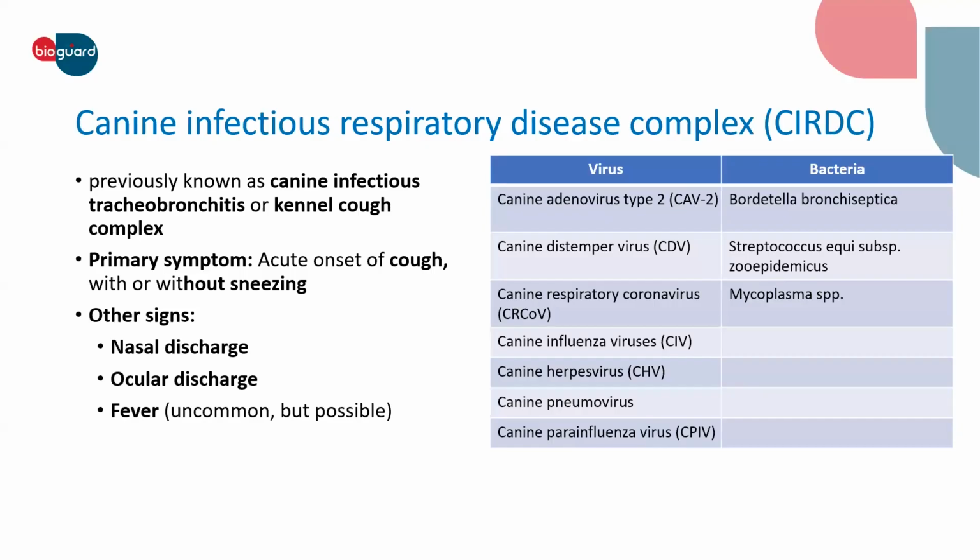After the canine URTD, let's look at the canine infectious respiratory disease complex, or CIRDC. This was previously also known as canine infectious tracheobronchitis or kennel cough complex. The primary symptoms include acute onset of cough with or without sneezing, and other signs including nasal discharge, ocular discharge, and fever. Fever is uncommon but possible.